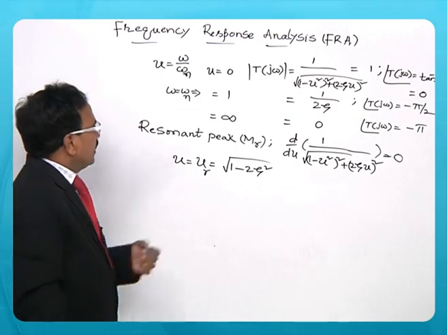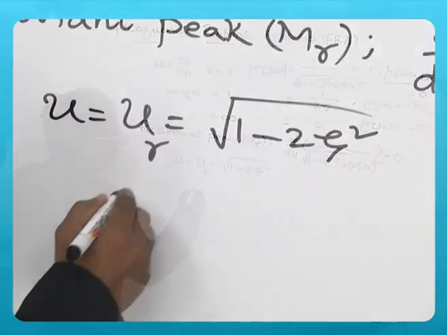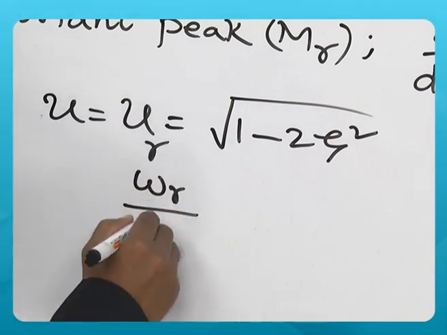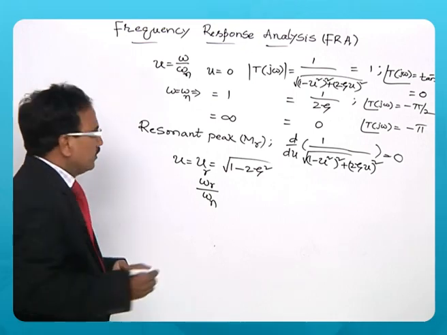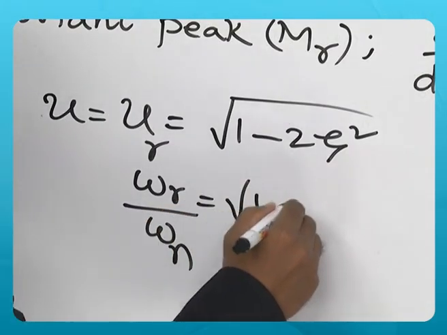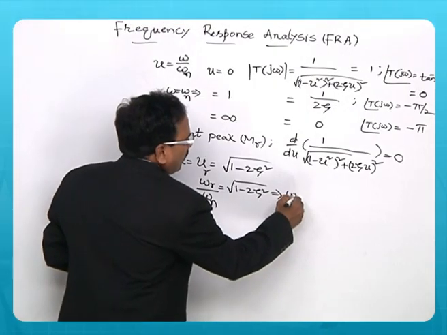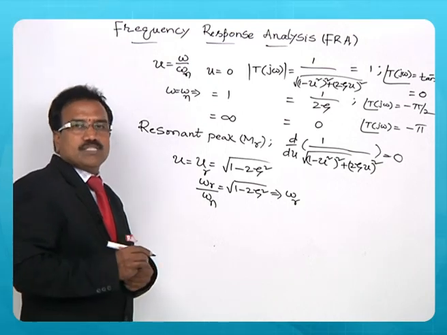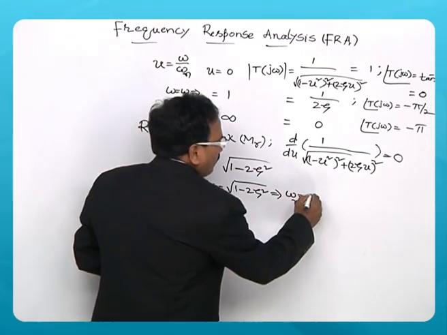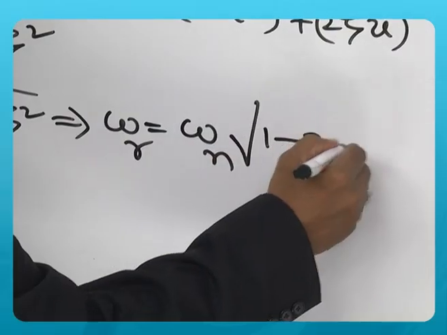So this is the normalized value, whereas I am interested in the resonant frequency, that is given by omega r by omega n. That is nothing but u r, which is given by under root of 1 minus 2 zeta square. So from this I can get omega r, the frequency at which the magnitude is maximum, given by the undamped natural frequency times under root of 1 minus 2 zeta square.